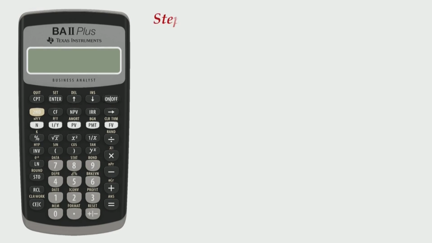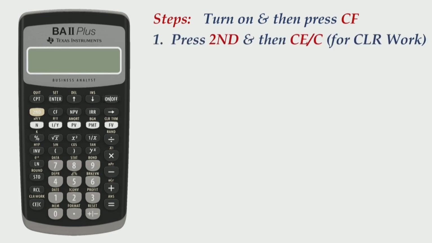So the first step would be to turn on your calculator and press CF for cash flow. Same steps. Then press second and CEC for clearing the cash flow work. So second and CEC.